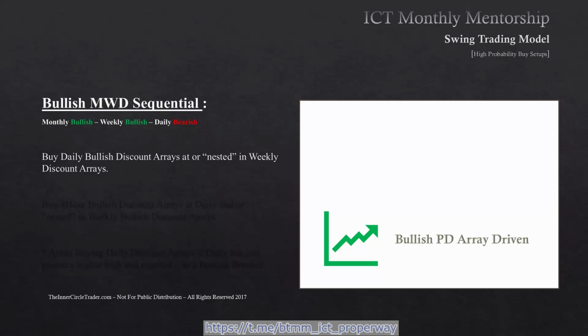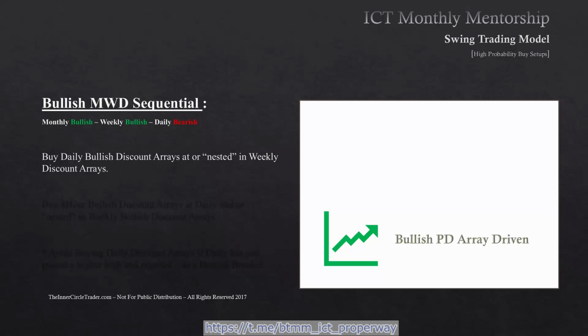Well, you're going to be buying daily bullish discount arrays at or nested in weekly discount arrays. So when we see bullish order blocks, or if we see liquidity voids or mitigation blocks below current market action, they may occur at an area where a nested weekly bullish order block may be seen, or a weekly liquidity void or fair value gap. So we're going to be looking for daily bullish discount arrays at or inside a level that will be seen from a weekly discount array. So we're going to be coupling the higher time frame levels.